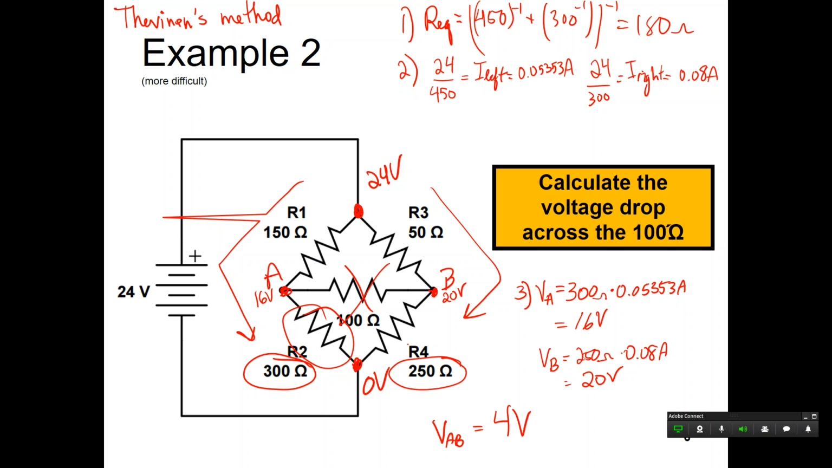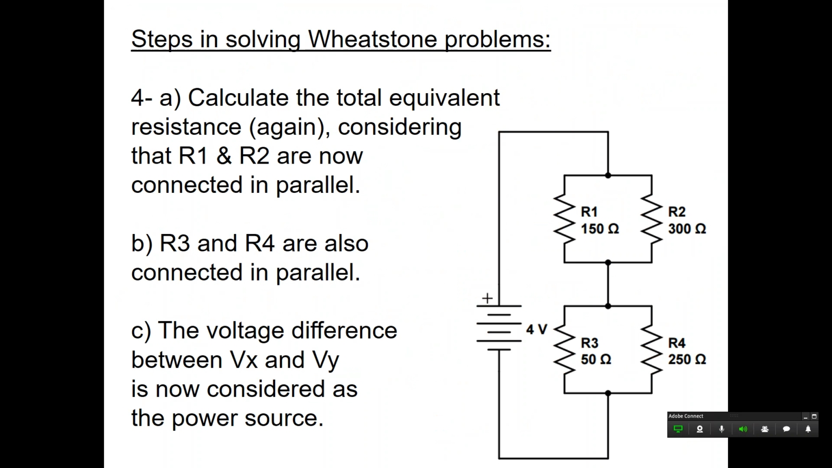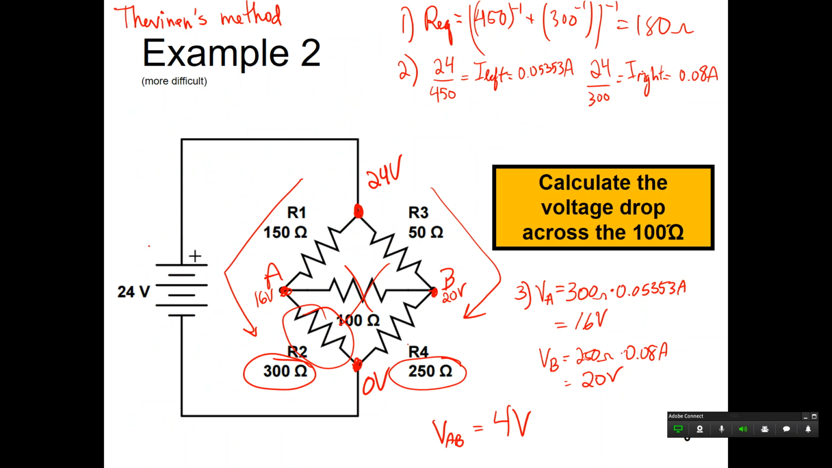Is everyone on the same page so far? All right. Now here's what you're going to do. You're going to replace the original battery with a straight wire. Okay? So going back, you're going to replace this battery with a straight wire, one line, bam. And the second thing you're going to do is replace that middle resistor with the voltage difference of AB that you just calculated.